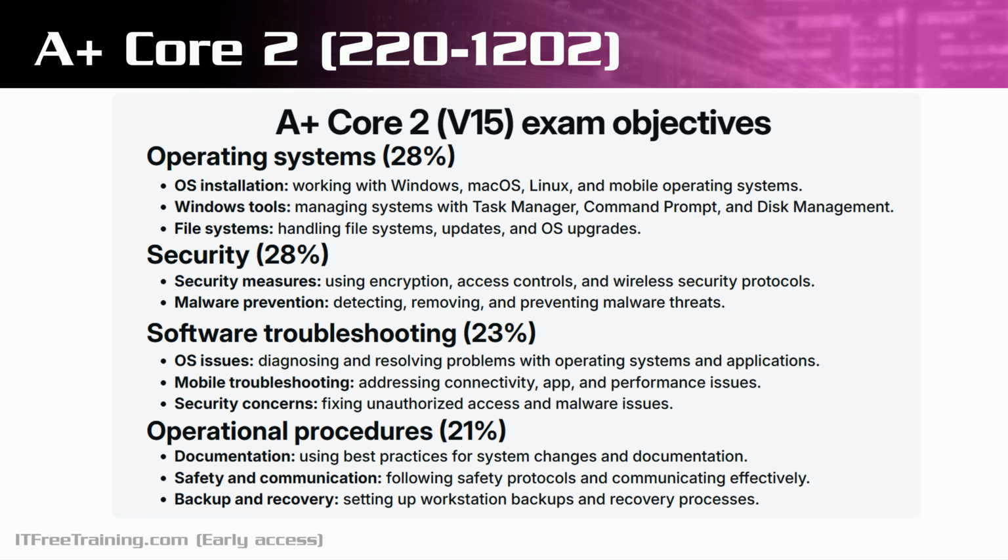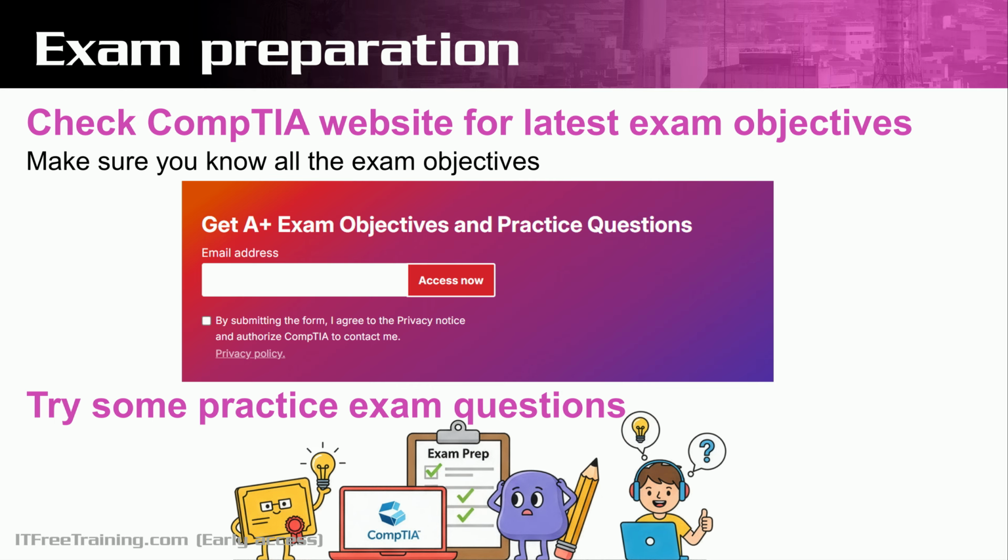Before you sit the exam, check the CompTIA website for the latest exam objectives. Review the exam objectives and make sure you understand each one. If there is an objective you do not understand, spend more time studying that topic. It is also recommended to try practice exam questions. These will not be the same as the actual exam questions, but if you can answer them confidently, it is a good indication that you will be able to answer the real exam questions.